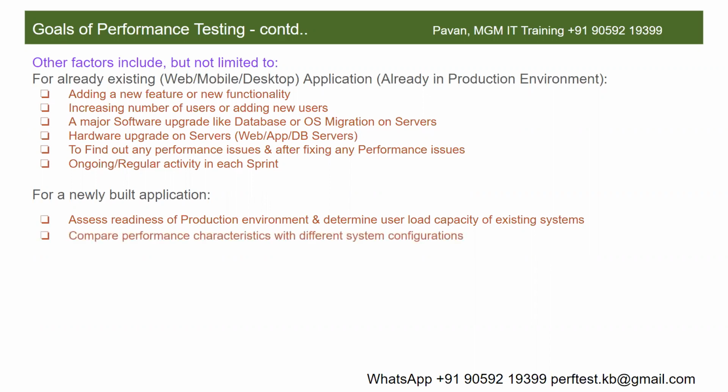And then compare performance characteristics with different system configurations. System configuration means settings, application settings. You'll understand that later. And support system tuning. Now let's understand what is meant by application tuning. Suppose you have some performance issues in a newly built application. If you want to make the application perform better, we do this performance testing to make the application perform better.